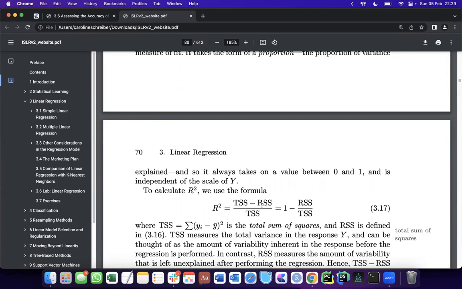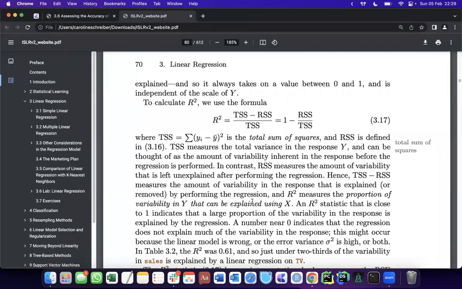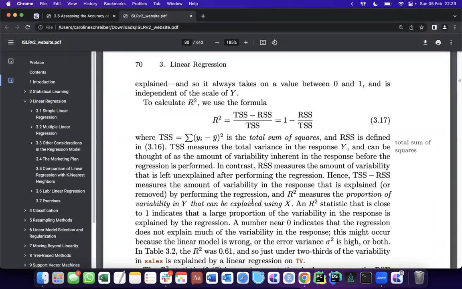These two terms trip me up a little bit, but it was actually explained really nicely in this paragraph. Our total sum of squares measures all of the variance in our response Y, before we perform our regression, the inherent variance in our response, the book says. And then our residual sum of squares, which we calculated a few pages up, measures the amount of variability left after performing the regression. So if we take the first number and subtract the second number, we get the amount of variability that has been explained by our analysis.